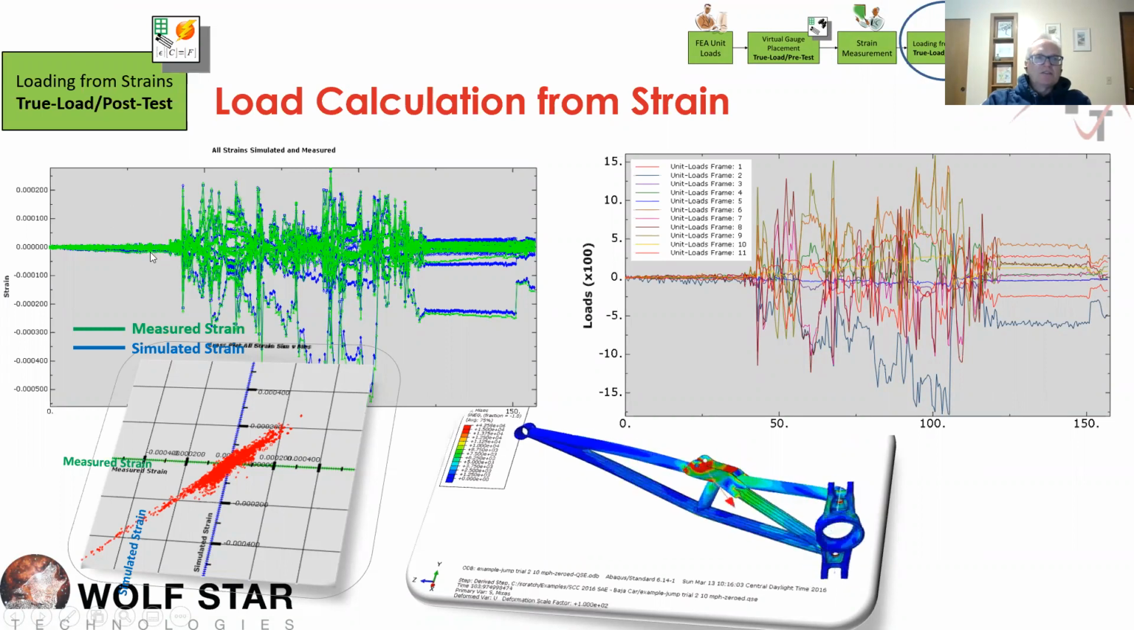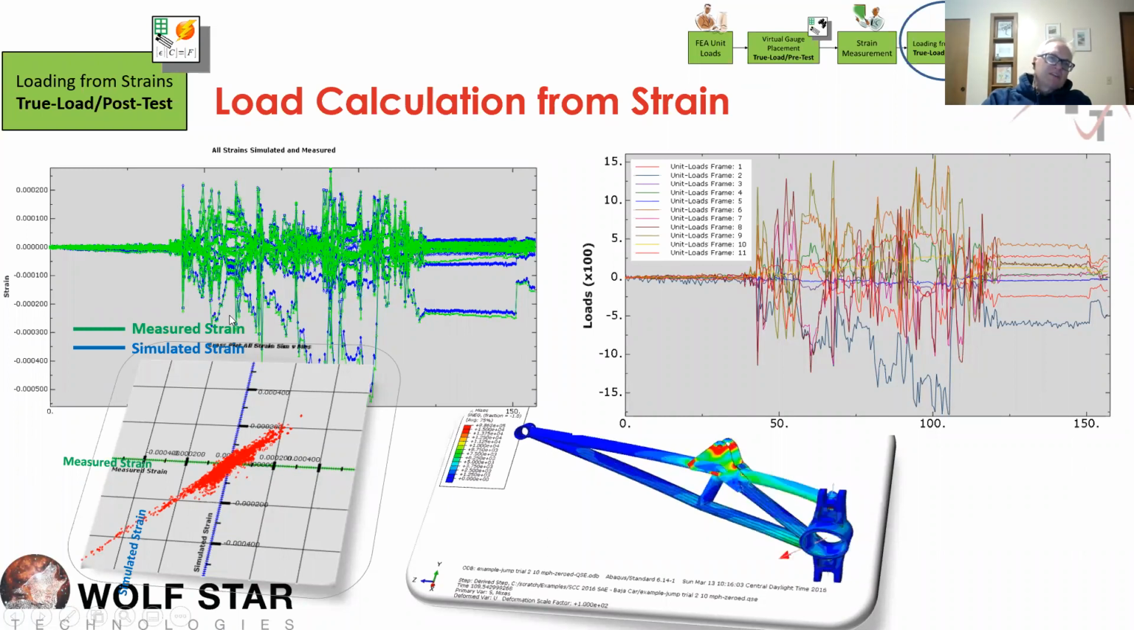So we've got these strains going over the jump, and then we take these strains now, we multiply them by our correlation matrix, and this now outputs a time history of loading. So these are all of our 11 unit load cases and how they're fluctuating as it goes over that jump. And then what TrueLoad does automatically in the post-test process, now that we've got the measured loads, TrueLoad automatically goes back into the FEA model and pulls out simulated strains and plots the simulated strains up in blue. So the green curves, these are measured strains, and the blue curves, these are simulated strains at the gauges.